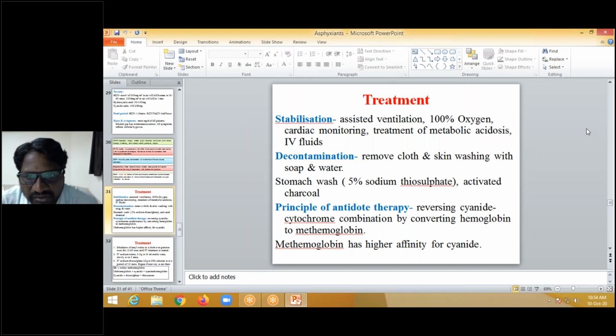Next, decontamination: remove the clothes and wash the skin with soap and water, and stomach wash with 5% sodium thiosulfate and activated charcoal. This is the decontamination and stabilization. The principle of the antidote therapy is that it reverses the cyanide cytochrome binding by converting the hemoglobin to methemoglobin. The methemoglobin has a higher affinity for the cyanide, so automatically the cyanide may be removed from the cytochrome and combine with the methemoglobin.